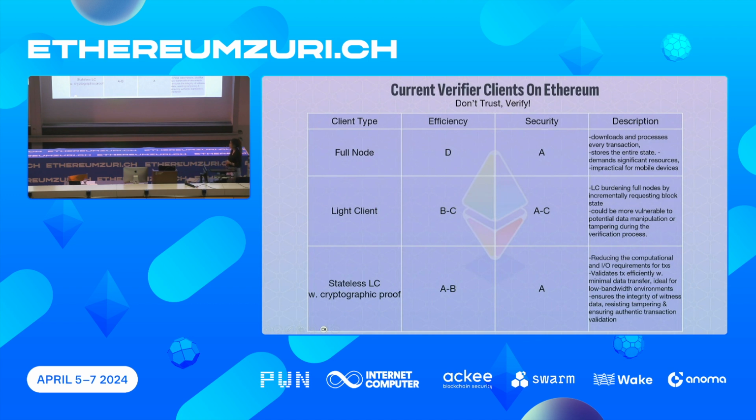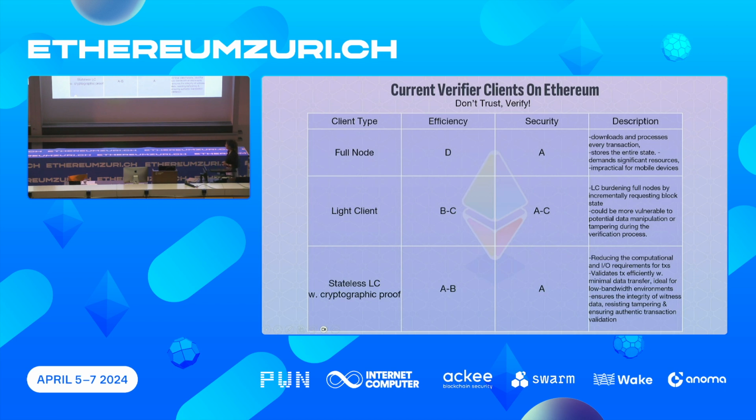At the moment, there are different clients, or at least different client types. As we are familiar with, there are full node clients, and we are entering an era where we would have stateless clients with cryptographic proofs. Here is a general overview of the efficiency and security of those client types. A full node is the most secure type of client in general, with the least efficiency. They download and process entire transactions and store the entire state. They demand significant resources, and they are the most impractical type of client for mobile devices.